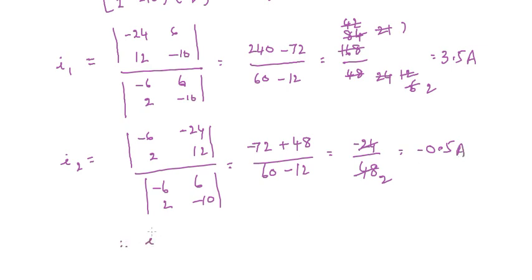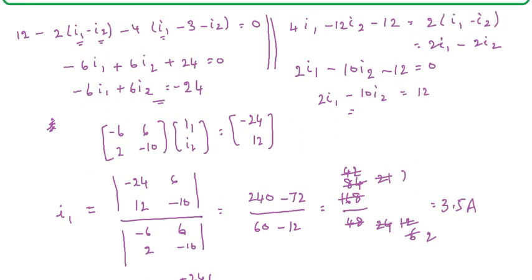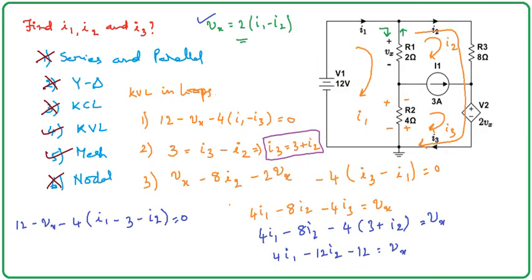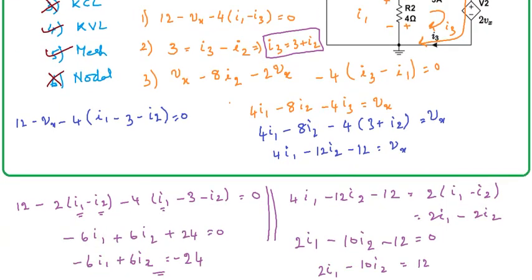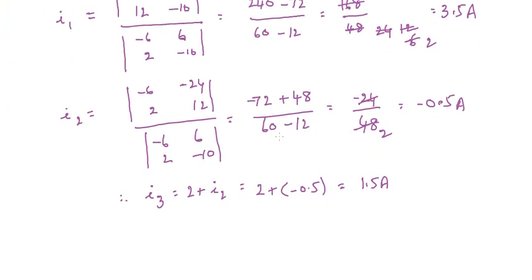Therefore, let me write I3 is equal to 2 plus I2, which is equal to 2 plus, so the I2 is minus 0.5, is equal to 1.5 ampere. So these are the solutions. You can check. Sorry, it is 3 plus I2, not 2 plus I2. 3 minus 0.5, so obviously it should be 2.5. That's all. So this is the solution of this problem.